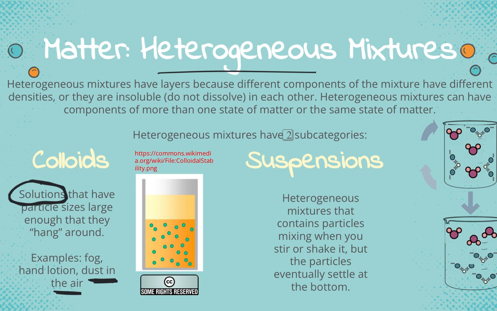Then you have what is called a suspension. Suspensions are heterogeneous mixtures that contain particles that, when you mix them by stirring or shaking, become uniform, and then they settle into those different layers. Over time, they would settle into those layers. So I would have a suspension where I could see different particles inside of it. I shake it up, and then it would settle over time.